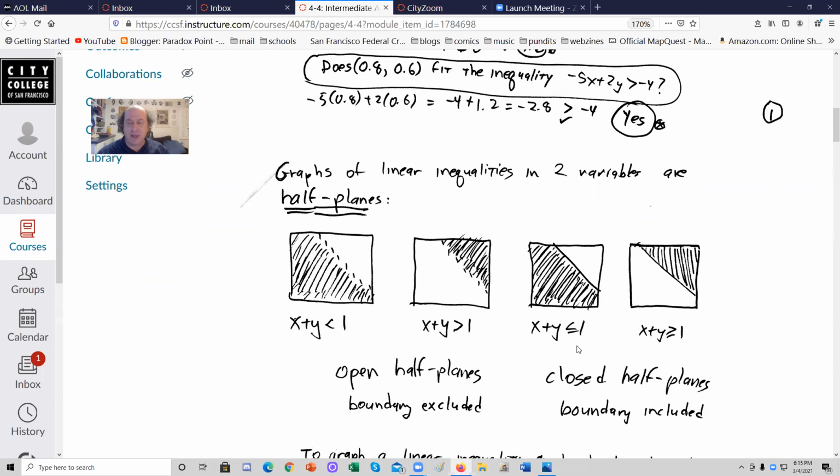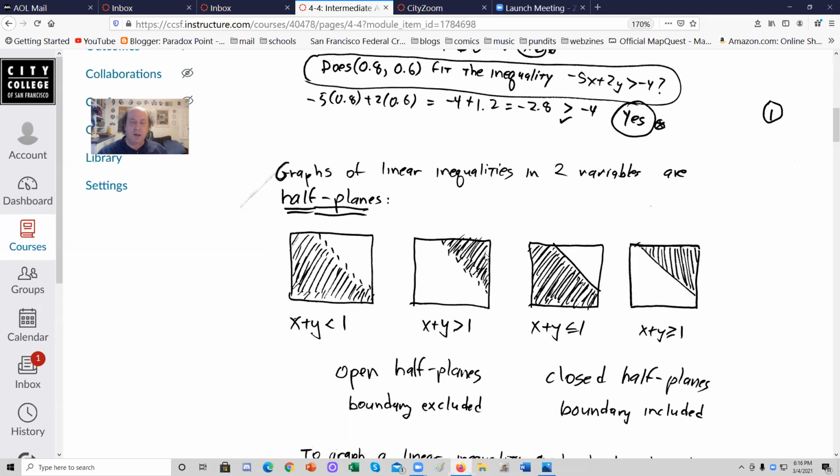X plus y less than or equal to 1 is almost the same as the graph of x plus y less than 1, only we include the boundary line x plus y equals 1. And x plus y greater than or equal to 1 is like the graph of x plus y greater than 1, except it too includes the boundary line x plus y equals 1. So I denote an included boundary by a solid line, an excluded boundary line by a dotted line.